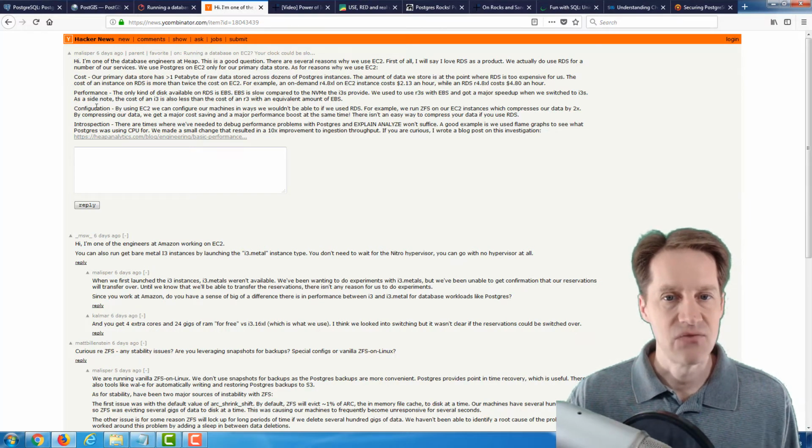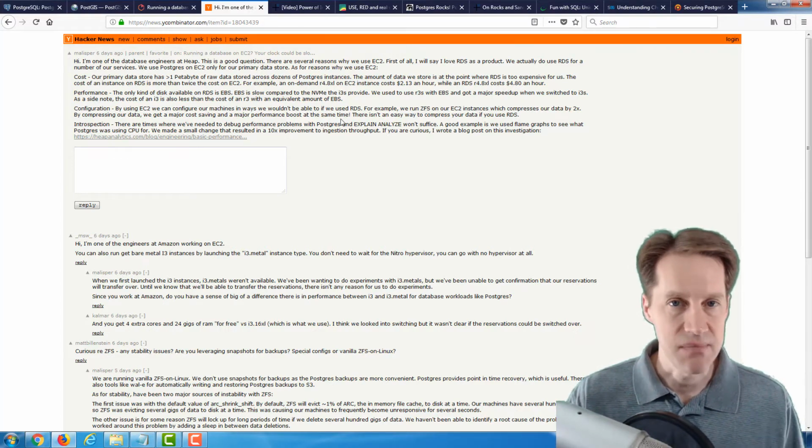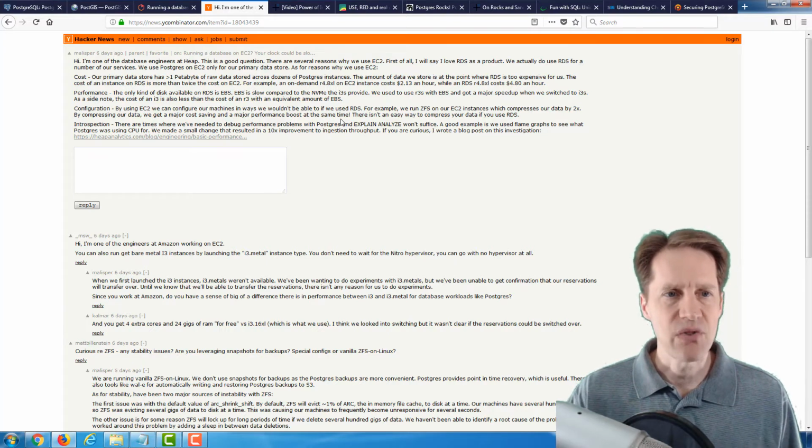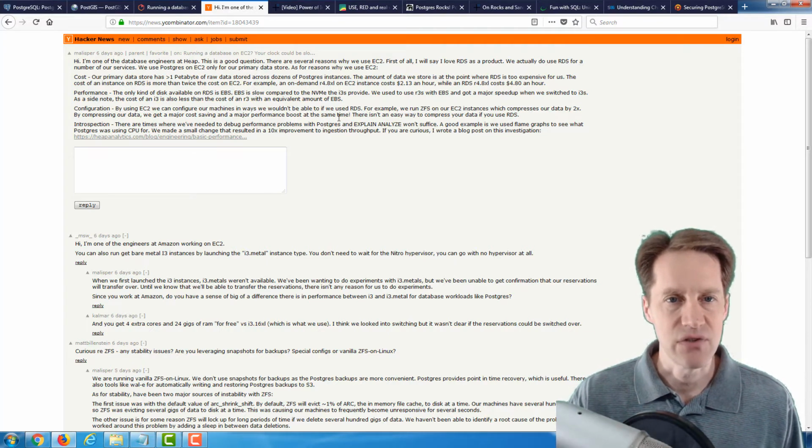The flexibility of configuration. And he mentions they're actually using ZFS, which enables them to compress their data twofold. And also the ability to do some introspection. So again, another post that gives you insight into how someone is running a petabyte-scale PostgreSQL set of database clusters, essentially. So I would say both of these are essentially must-reads if you're looking to scale Postgres.